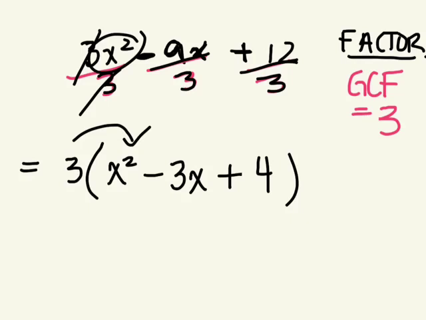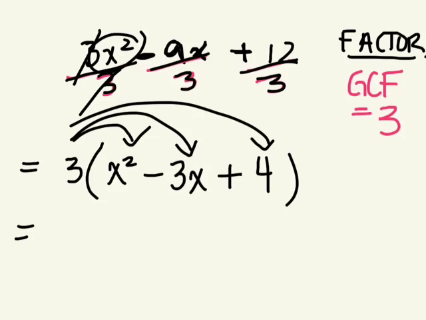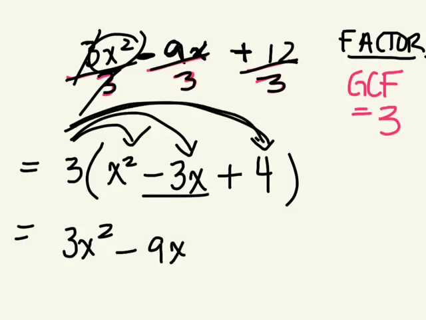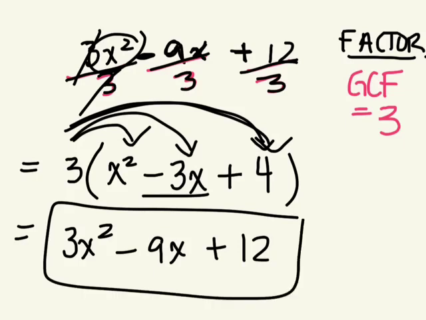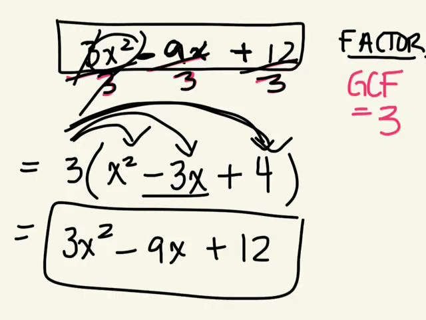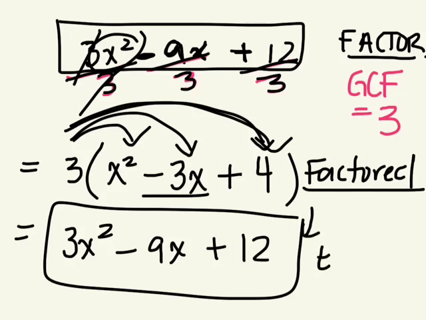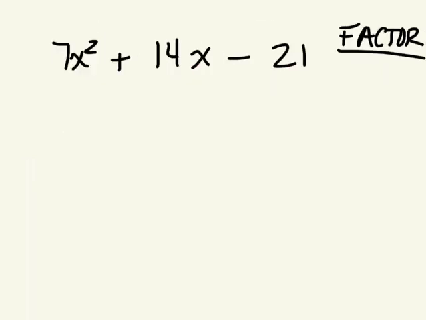I just wrote this in factored form. If it's divisible by 3, I can multiply it by 3 and get back to the same question. What's 3 times x squared? 3x squared. What's 3 times negative 3x? Negative 9x. And 3 times 4? 12. Same exact representation. All you're doing is showing a different way to represent the question. I'm writing it in factored form. I'm factoring it. This is factored. Then to prove it's the same thing, I just expanded it and checked that it's the same as my original.